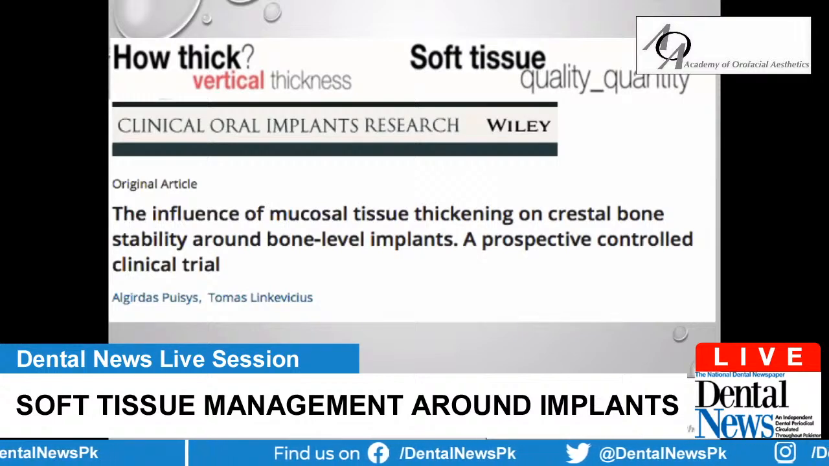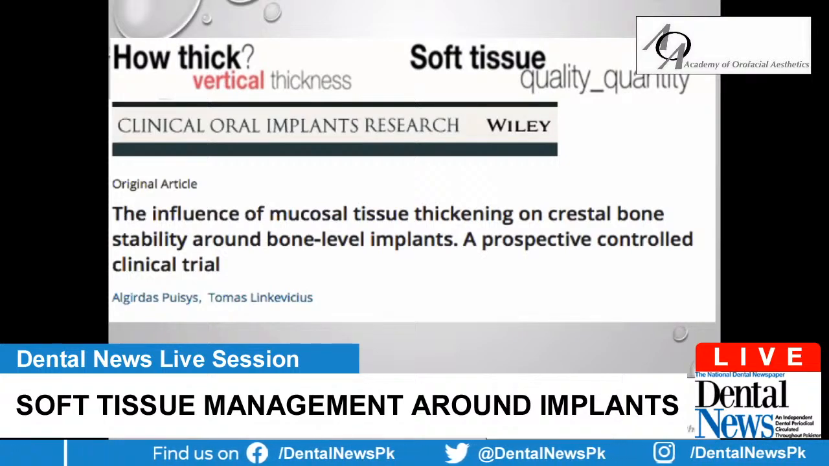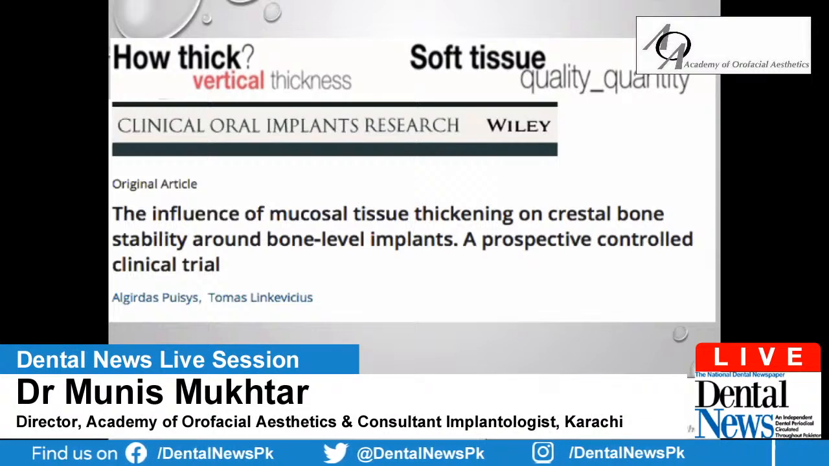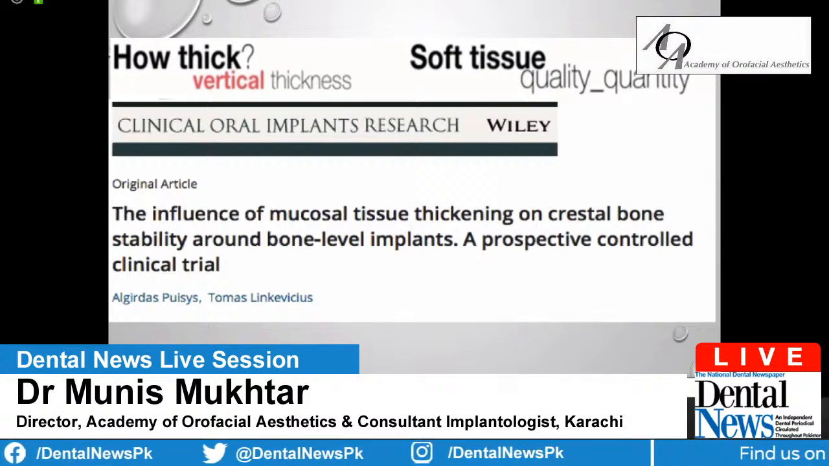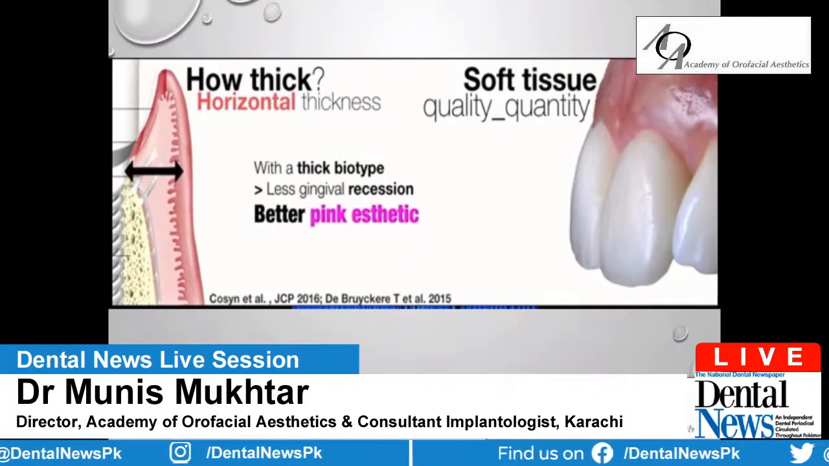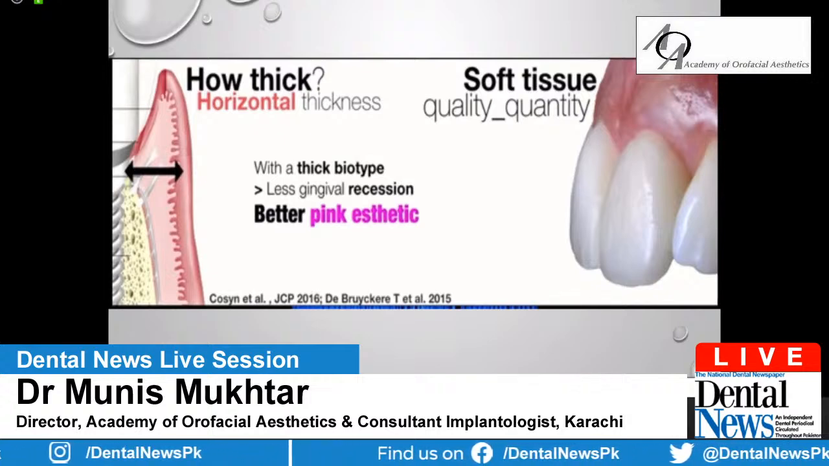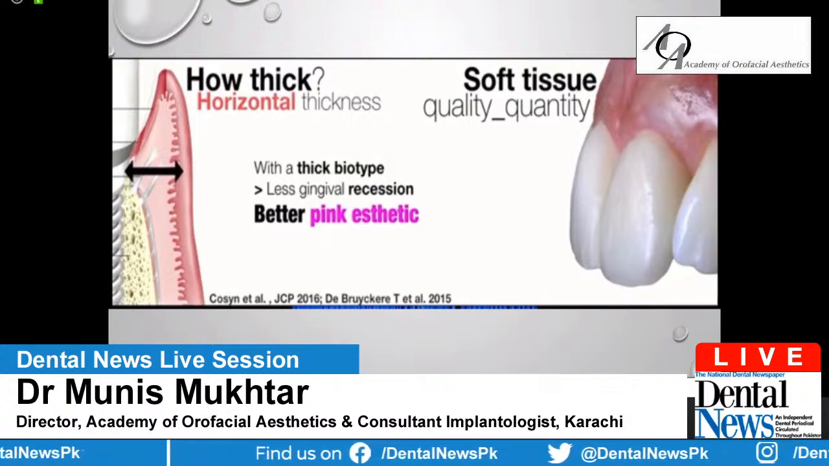And the implants where they thickened the soft tissue by adding collagen membranes or by doing anything, or the cases or patients who already have a thick biotype or tissue more than 3 millimeters, they have the least amount of bone loss, around 0.04 or something. That's a negligible volume. So the question is, how about horizontal thickness? Is the horizontal thickness also important? Yes, it is. They say if you have a good horizontal thickness, you have less gingival recession, you have better pink aesthetics. Obviously, if you are working in the aesthetic zone, that's the most important thing after vertical thickness.